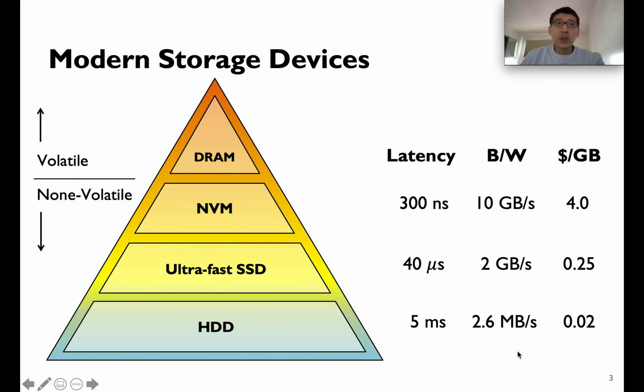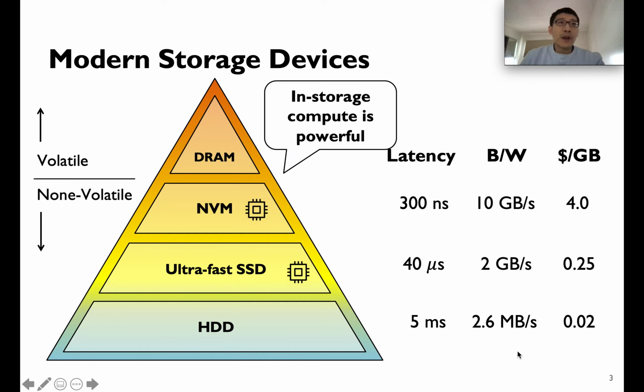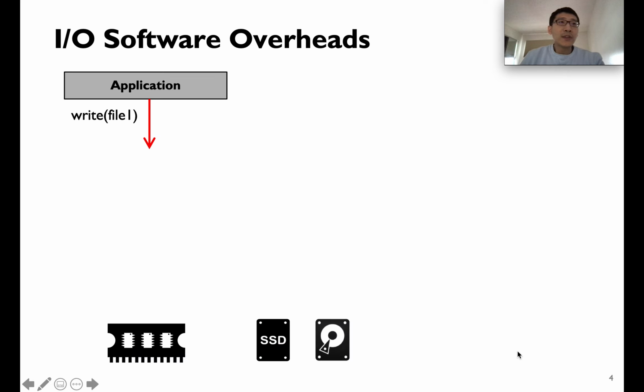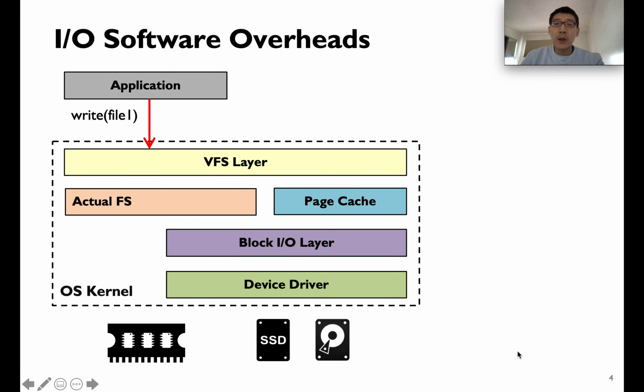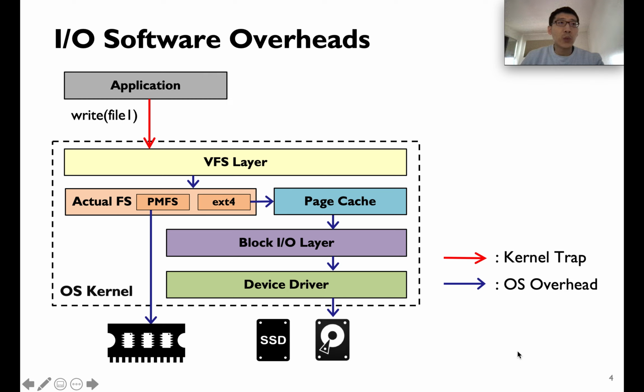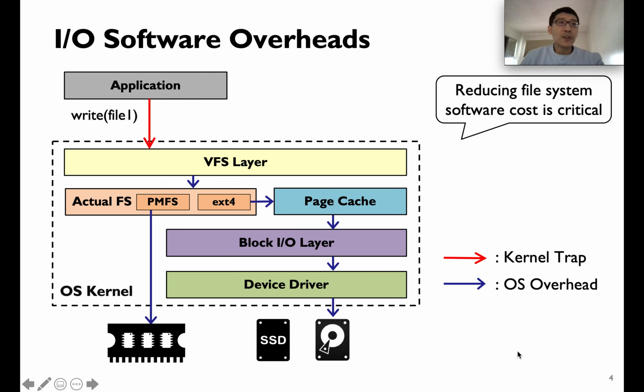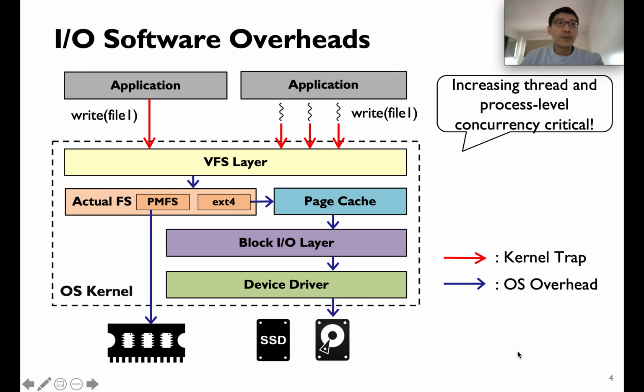The storage technology has entered the microsecond era. Modern storage devices have considerable compute power inside. To access a file, an application needs to enter the OS kernel through multiple software layers before reaching the storage hardware. So, file system performance becomes critical. When applications are sharing files, improving concurrency is important.